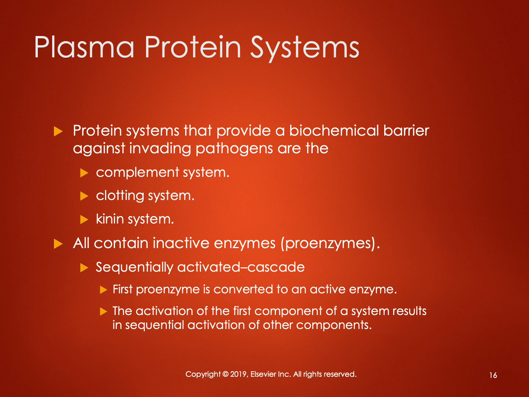So now let's talk about the plasma protein systems. There are 3 plasma protein systems that provide a biochemical barrier against invading pathogens. These systems consist of the complement system, the clotting system, and the kinin system. Each one of these systems, although they're separate systems, contain inactive enzymes known as proenzymes.